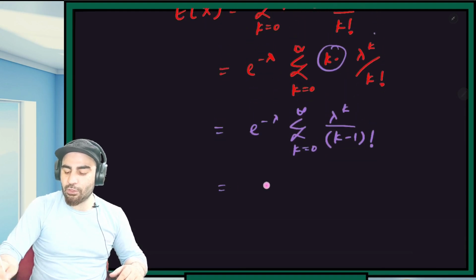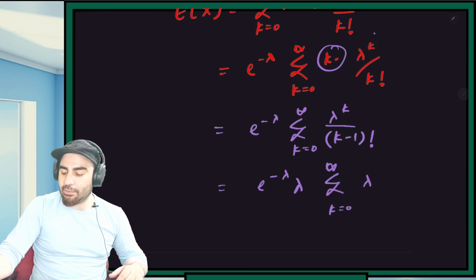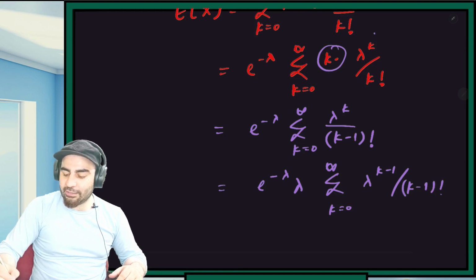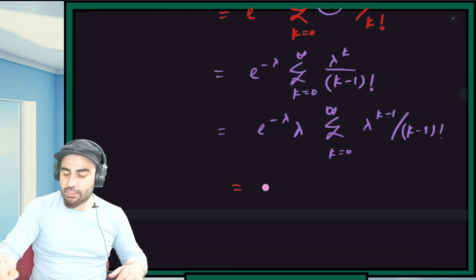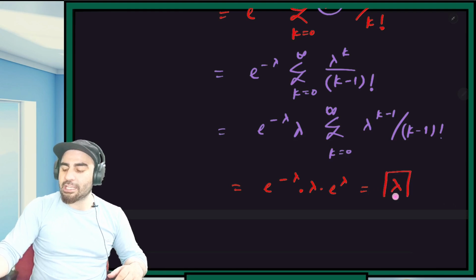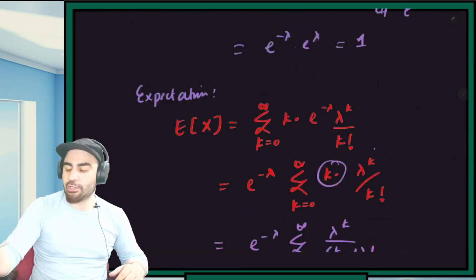And this is lambda to the power k minus 1 divided by k minus 1 factorial. This is equal to e to the power minus lambda, and if I see this, I can bring 1 lambda out. This will be the sum over k from 0 to infinity of lambda to the power k minus 1 divided by k minus 1 factorial. But this is again the definition of e to the power lambda. This is e to the power minus lambda times e to the power lambda times lambda. So we got the expectation. It's pretty easy to remember. Expectation of Poisson distribution is lambda.